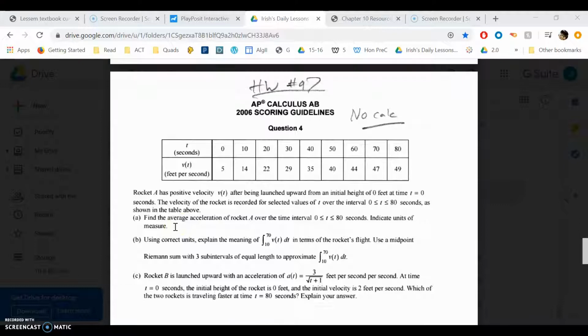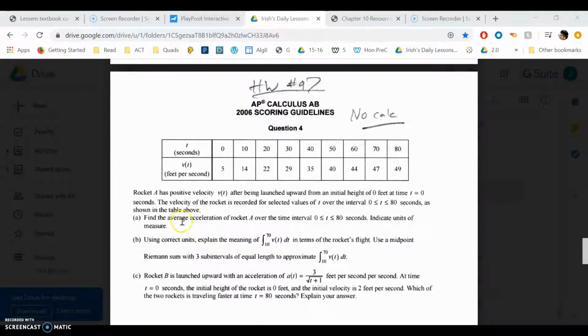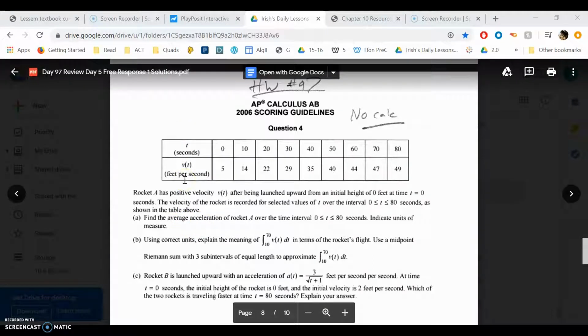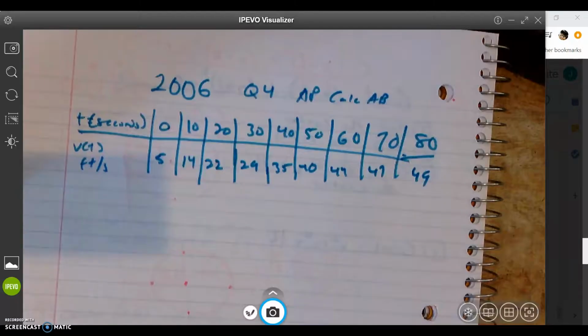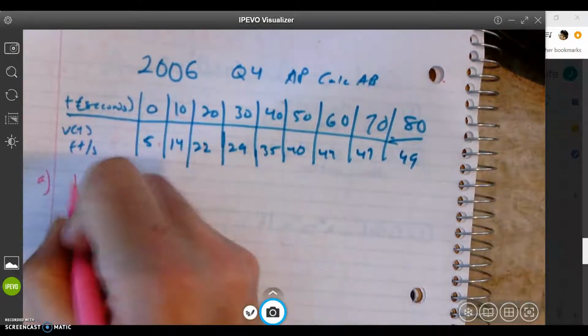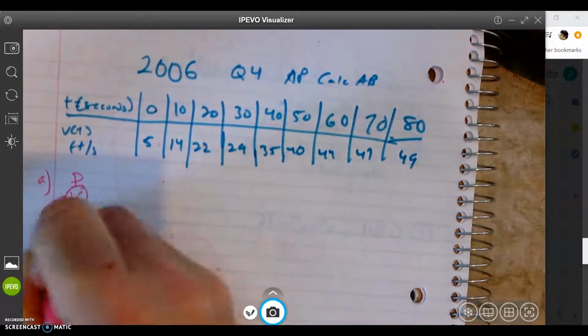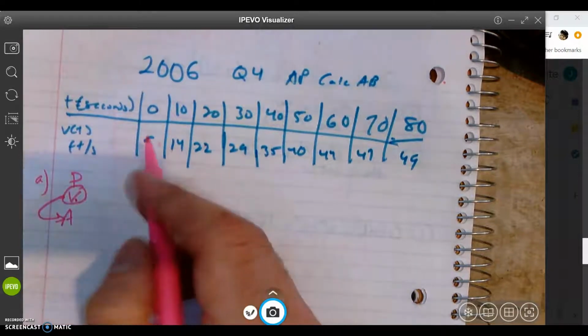A: find the average acceleration of rocket A over time interval 0 is less than or equal to t is less than or equal to 80 seconds. Indicate units of measure. Okay, so we have to find the average acceleration and units of measure. Average, that's like the average rate of change, because we have position, velocity, and acceleration. Looking at what we have, I wrote down a little chart. We're at velocity, we need acceleration. So average acceleration is going to be the rate of change of this. That's just the slope.